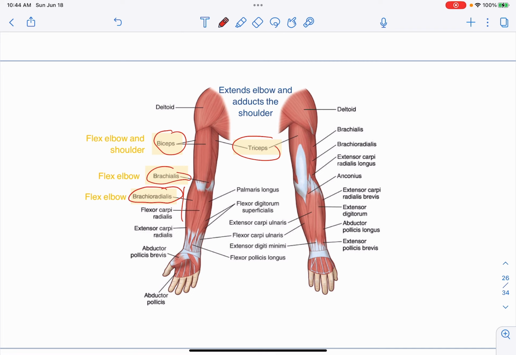I feel like I added another muscle that I didn't go over. I'd have to check on that. So please double check. There might be an additional muscle that I labeled. It might be the palmaris longus. I can't remember. But always cross-reference the lab manual with the lecture for muscles.